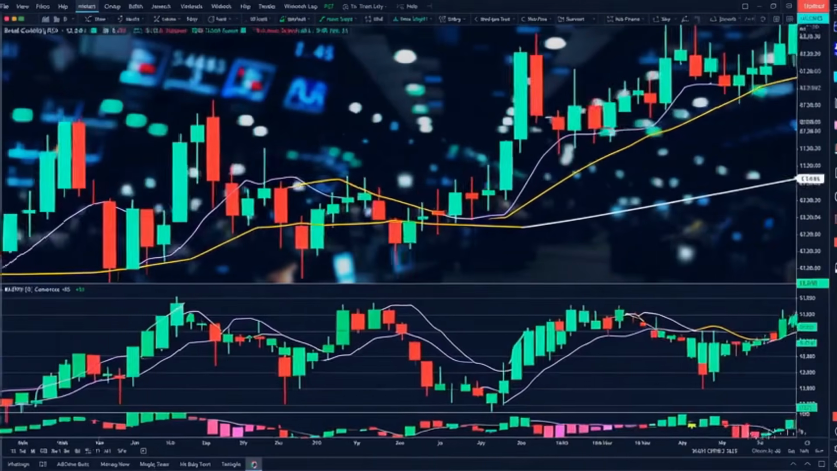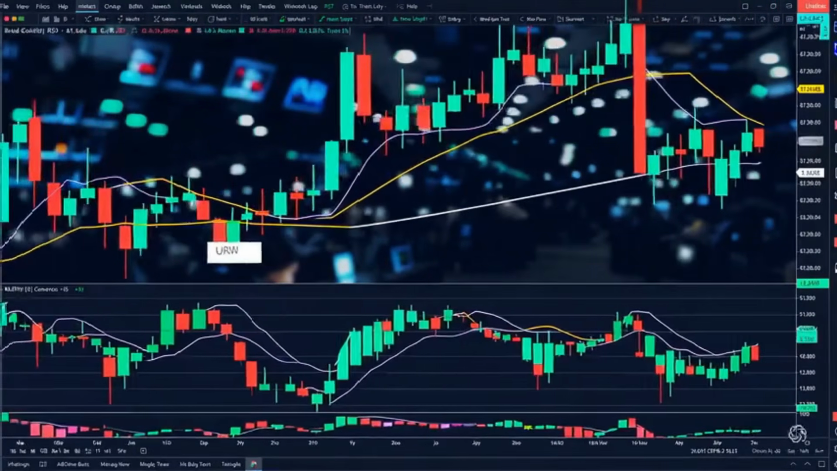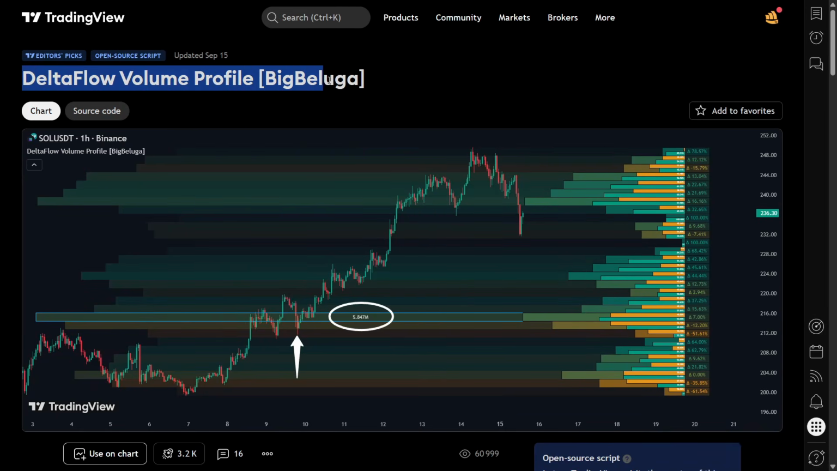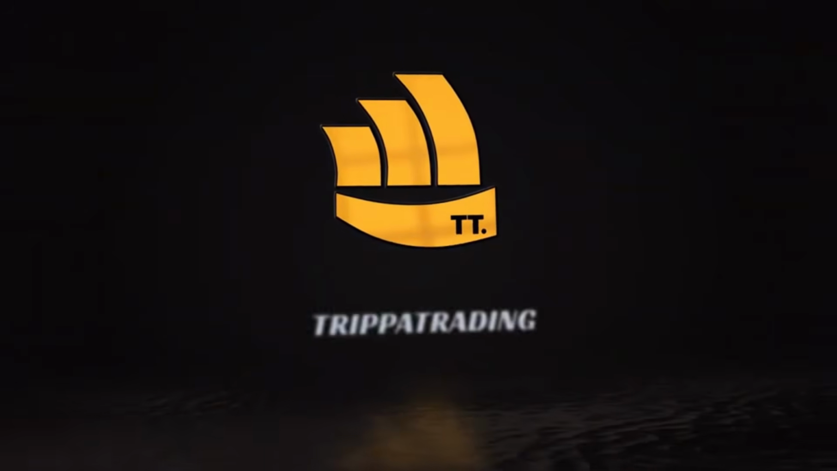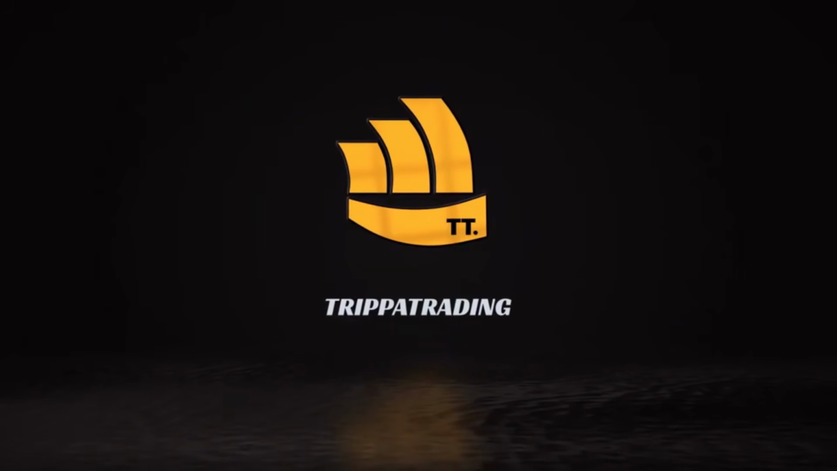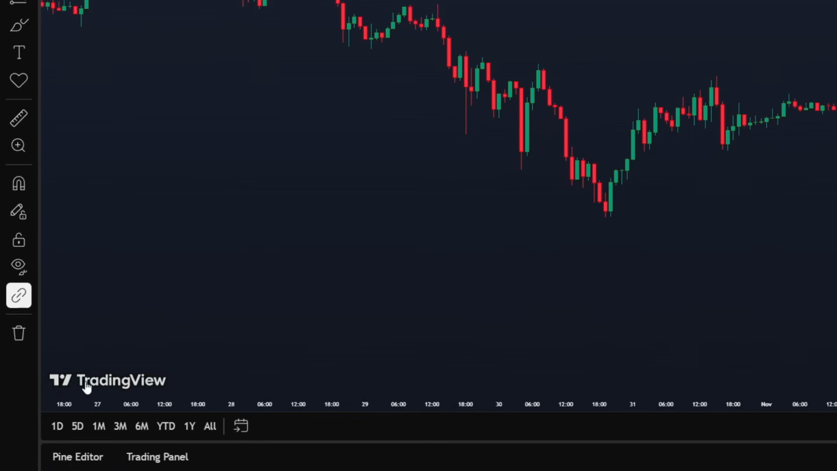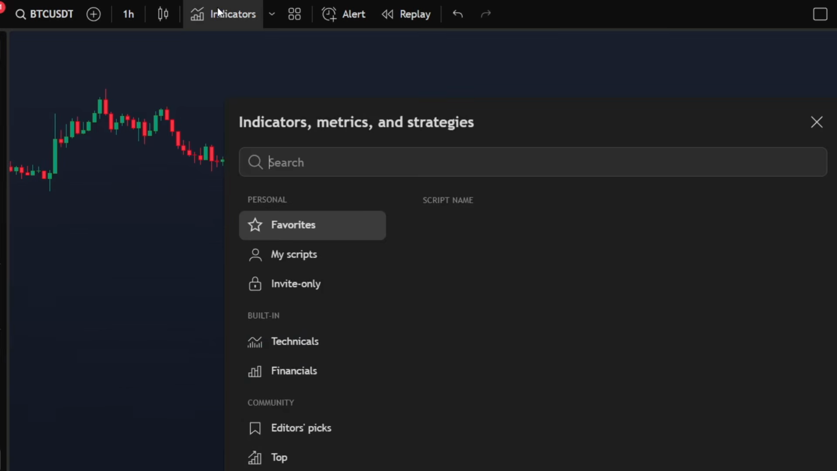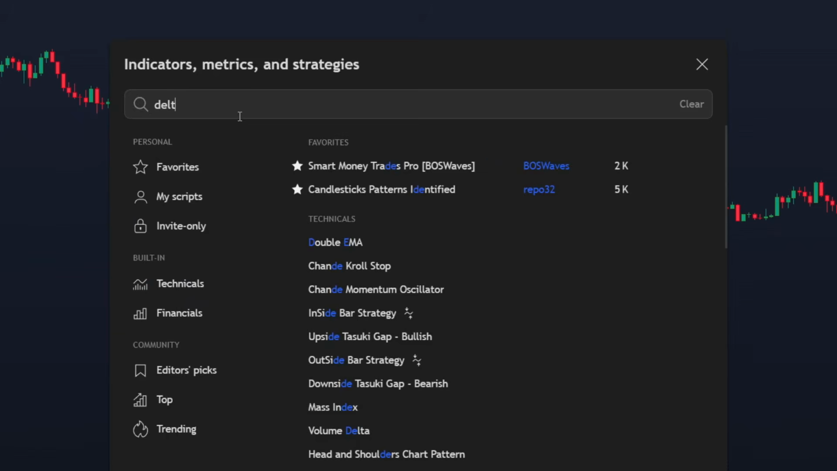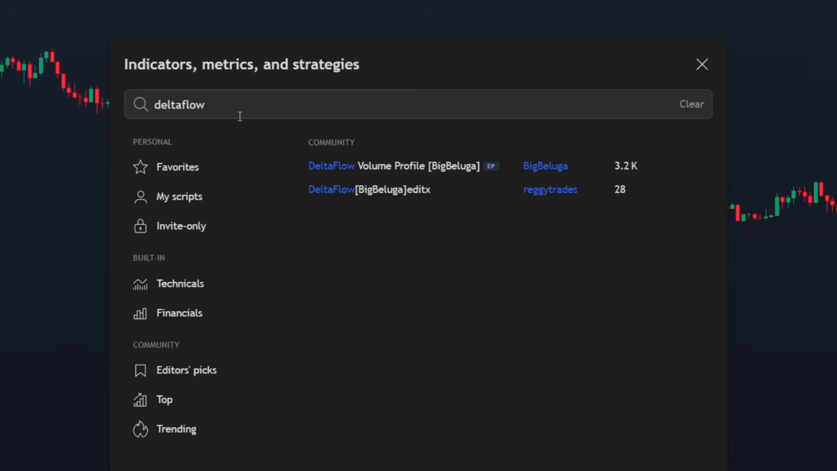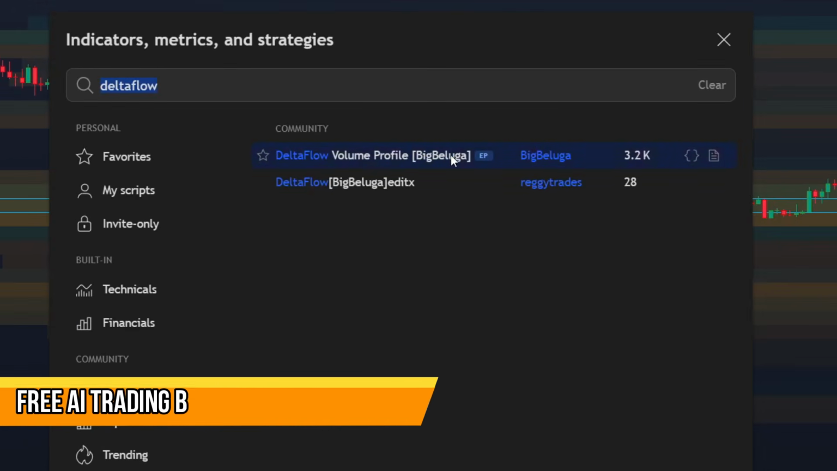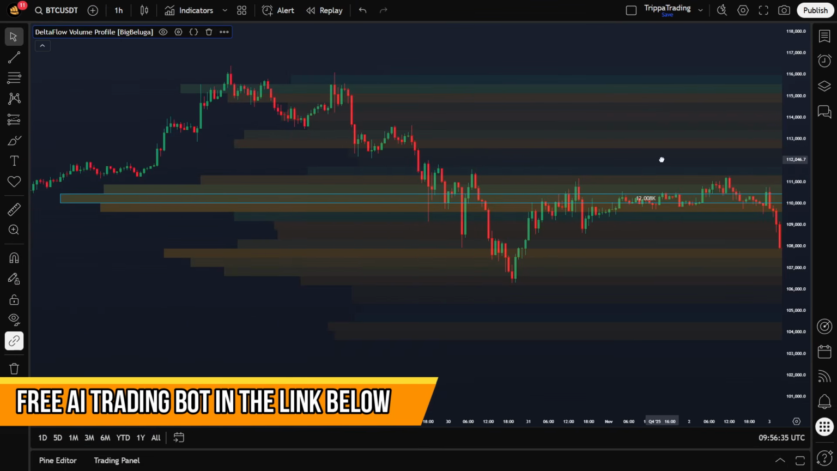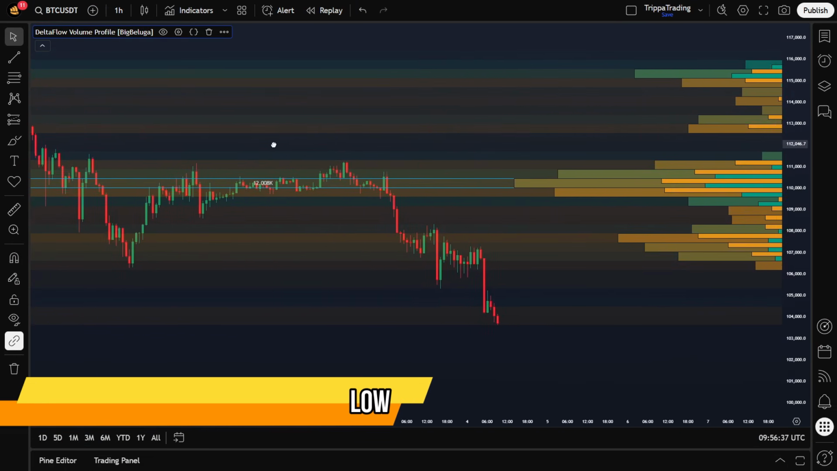It maps where buyers and sellers are stacking their positions, and it's called Delta Flow Volume Profile by Big Beluga. Let's open TradingView. Click on Indicators. Type Delta Flow Volume Profile and pick the one written by Big Beluga. It's completely free, so even if you're using the free plan, you can add it instantly.